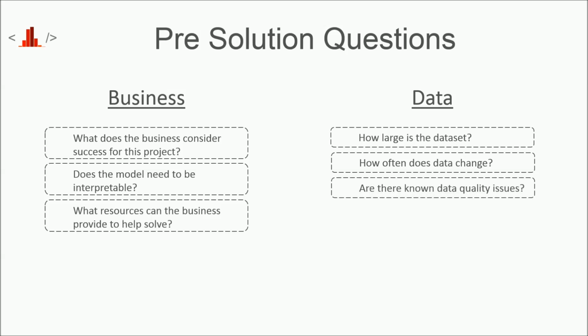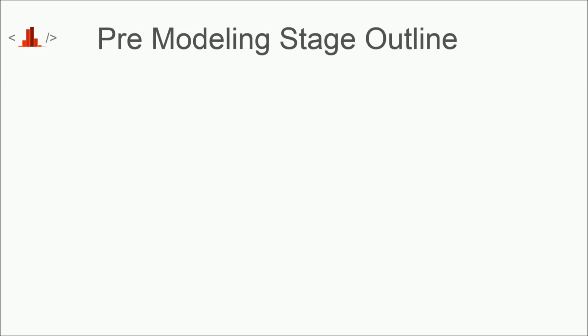And then also, are there any known data quality issues? Anyone who has had a data science job is probably aware of this. I know coming from the corporate world, I'm very aware of this. This plagues everyone. And again, it just shows that you have a little bit of experience. So those are some good questions to ask. And now you can get into the pre-modeling stage outline.